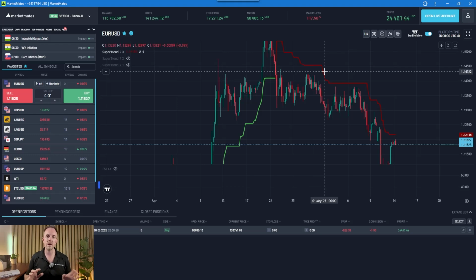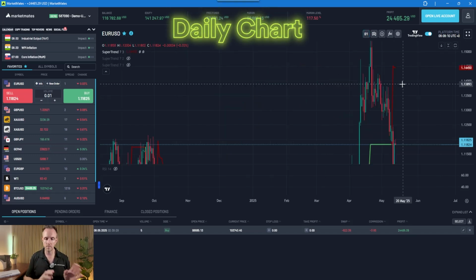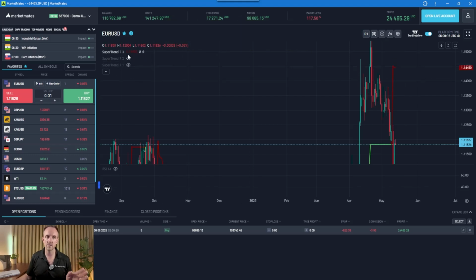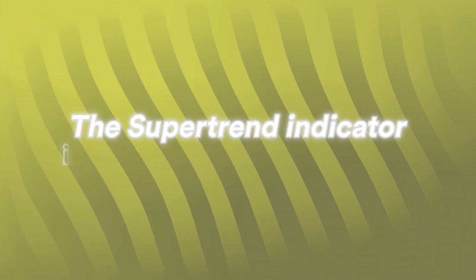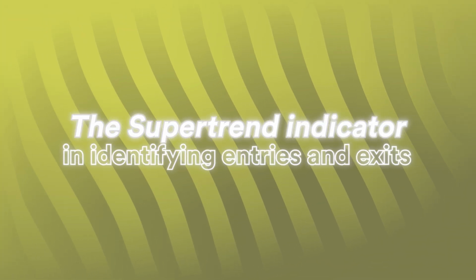So this is one of the main ways that I like to use the SuperTrend indicator. I'll use it on the 4-hour chart, and sometimes I'll use the daily chart. If we put it on the daily chart here, typically on the daily chart I'm going to change the settings. Rather than having the 7 and 3 indicator, I'm going to put it on the 7 and 2. This is just going to be a little bit more responsive to changes in trend. So now I'm going to show you how to use this for identifying entries and exits.